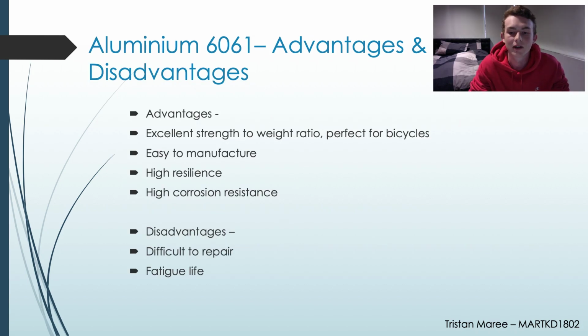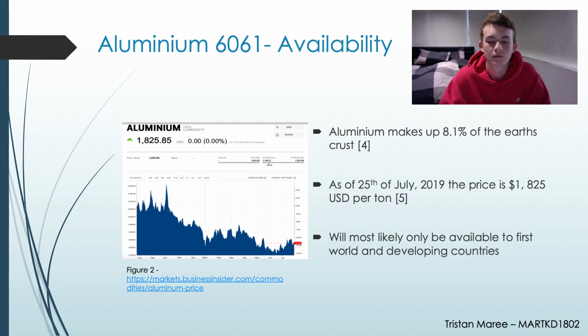Aluminium 6061 has many advantages and disadvantages. These consist, as stated before, of an excellent strength to weight ratio, which is perfect for bicycles. It is easy to manufacture, and it has high resilience. And the last important factor that plays a big role is the high corrosion resistance. Some of the disadvantages that aluminium 6061 has are that it is very difficult to repair, and it has a short fatigue life. Finally, aluminium makes up approximately 8.1% of the Earth's crust.